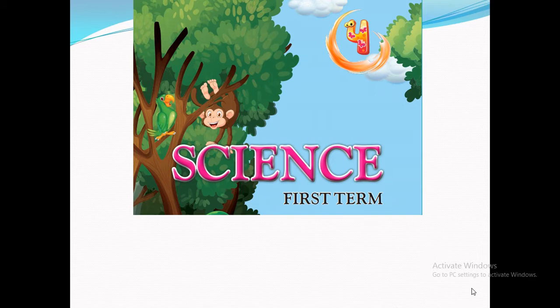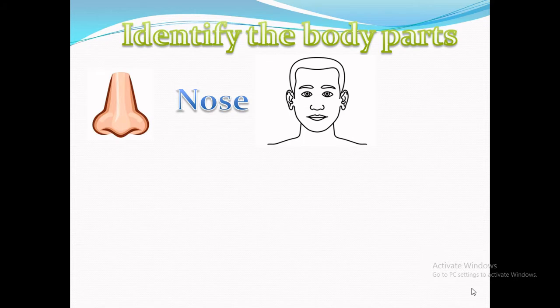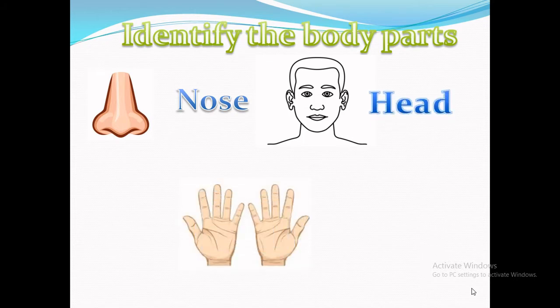Today we are going to see 4th Standard Science, Unit 1, My Body. You have already learned about some of the body parts. Let's try identifying them. Do you know what is the name of this body part? Yes, it's a nose. What is this? This is a head.